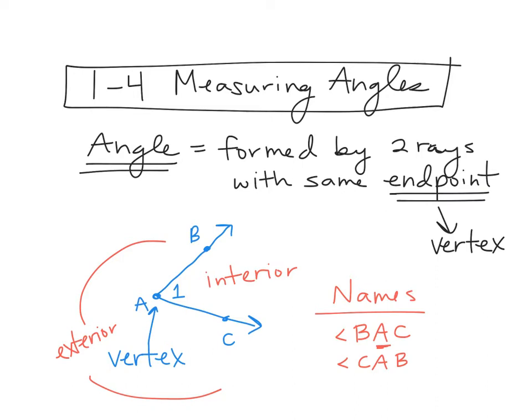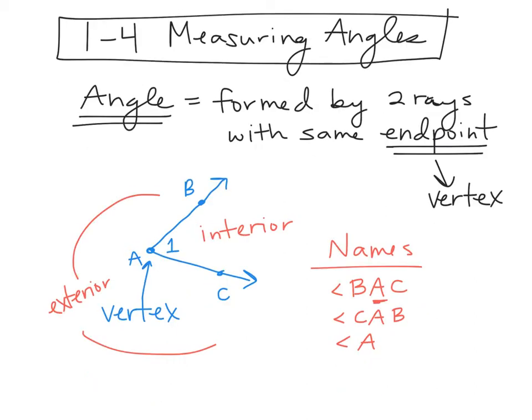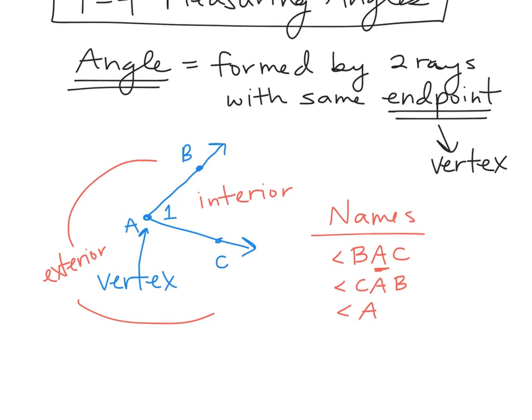And then there are 2 other names. Any guesses? Yeah. Just angle A. So you can name it by just its vertex, angle A. Any guesses what the last one is? Yeah. Can't do ABC because your middle letter has to be the vertex. Yeah, Daniel. Angle 1. Okay, if there's a number given there, you can use that number to name it. So those are the 4 names we could give this particular angle.